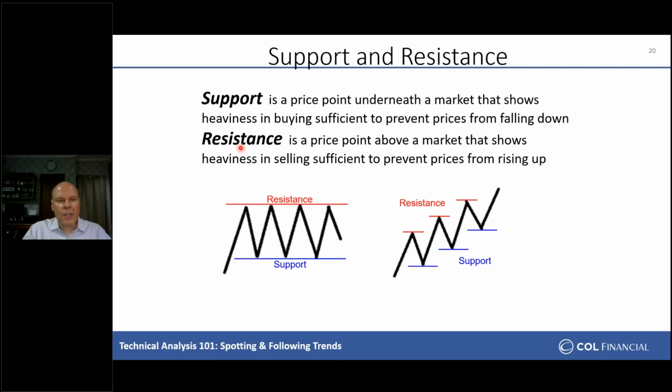Now, what is resistance? Resistance is that area above a market that stops a price from climbing. What causes that stoppage? Well, the heaviness in selling. People who want to take profit, or who have said, this price is good enough for me, will start to sell. And so what will happen, as you will see through the course of our lecture today, is that prices will come through these two points many times. They will bounce from support and get bumped off by resistance.